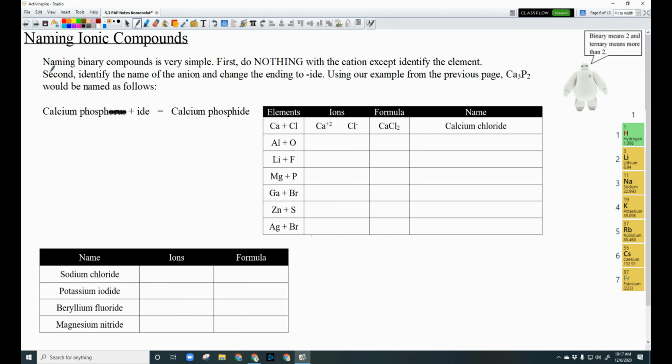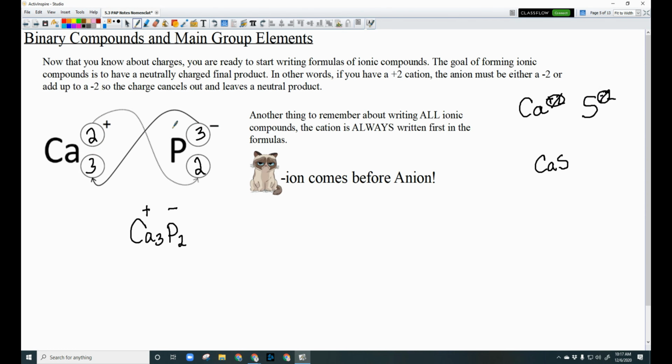All right, so how do we name these? Well, it's really pretty simple. For the first element, you're not going to do anything to it. You're just going to use the element name for the first element. For the second element, since it's an ion, you're going to take off its original ending. Here I've crossed through the ending of phosphorus, and you're going to add the ending "ide." So it's going to make calcium phosphide as the name of this compound.